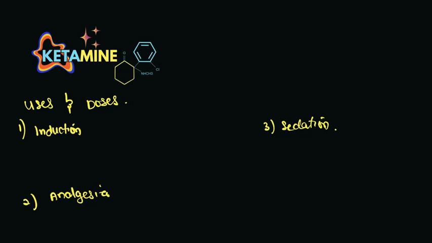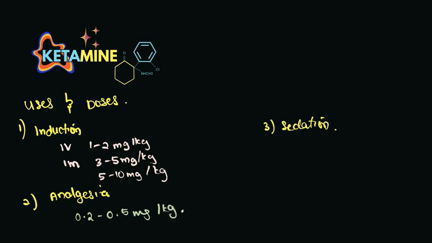The dose varies according to the use of ketamine. For induction, via IV is 1 to 2 milligrams per kilogram. Intramuscularly, some books quote 3 to 5 milligrams per kilo, and some books quote as high as 5 to 10 milligrams per kilo. Analgesia can be attained by giving a subanesthetic dose of ketamine ranging from 0.2 to 0.5 milligrams per kilogram. As for sedation, intravenous infusion of ketamine at 2.5 to 15 micrograms per kilogram per minute will give its sedative effect.